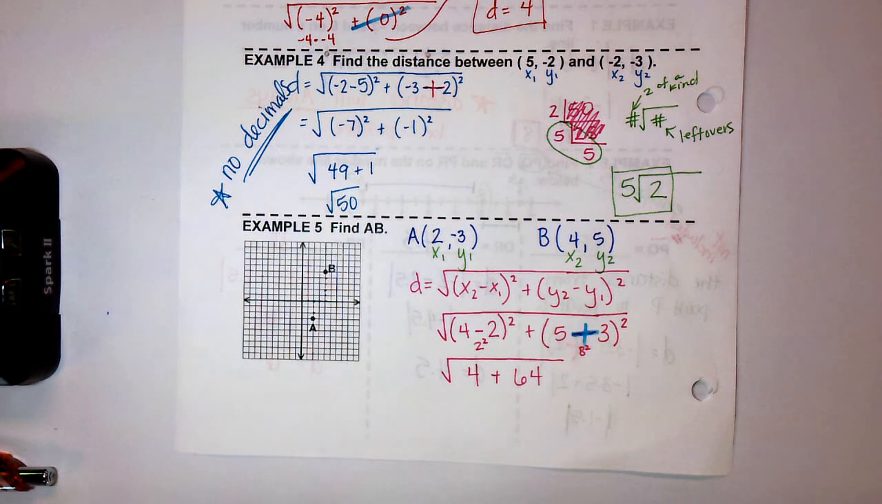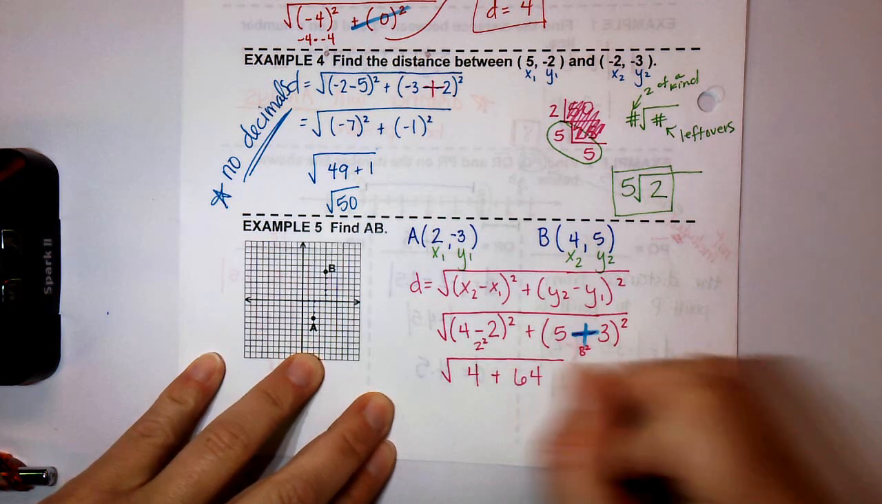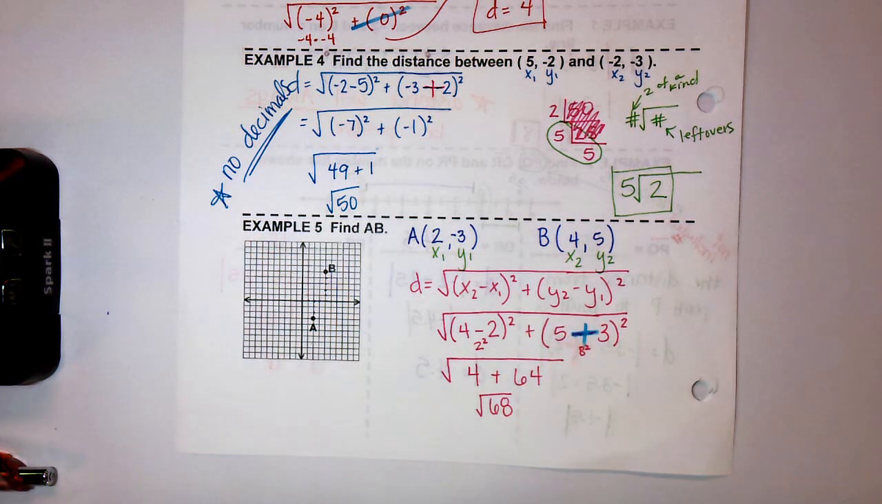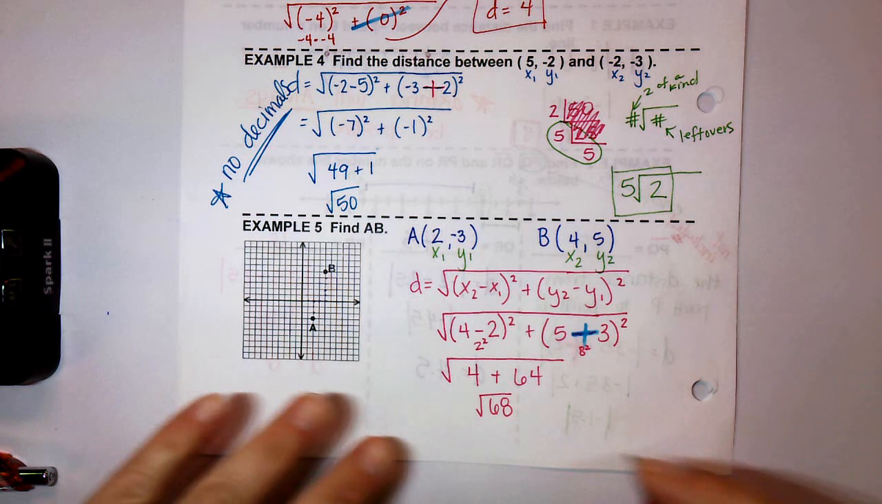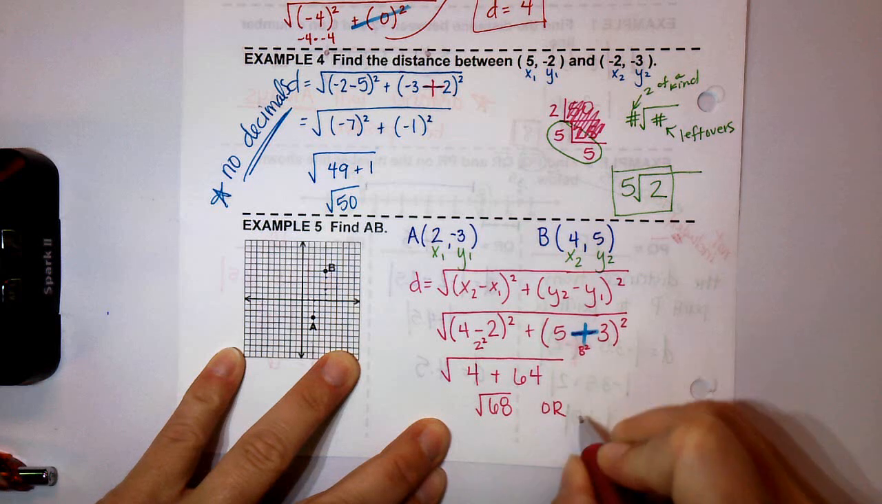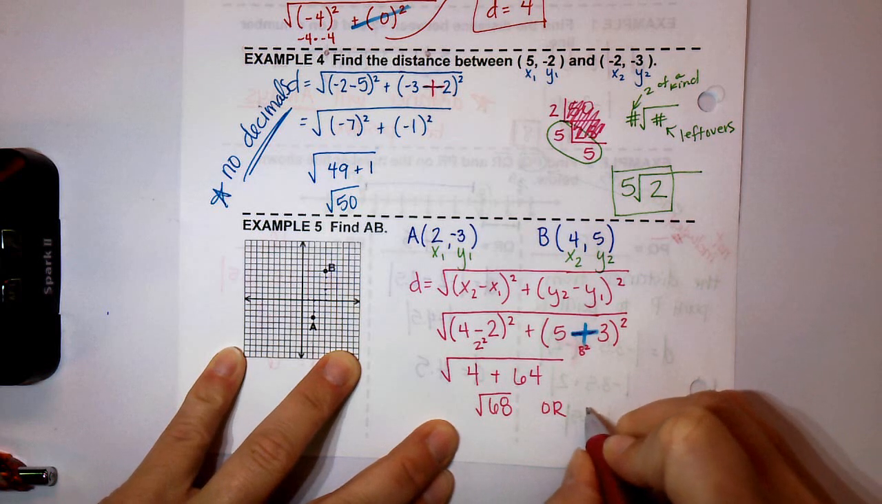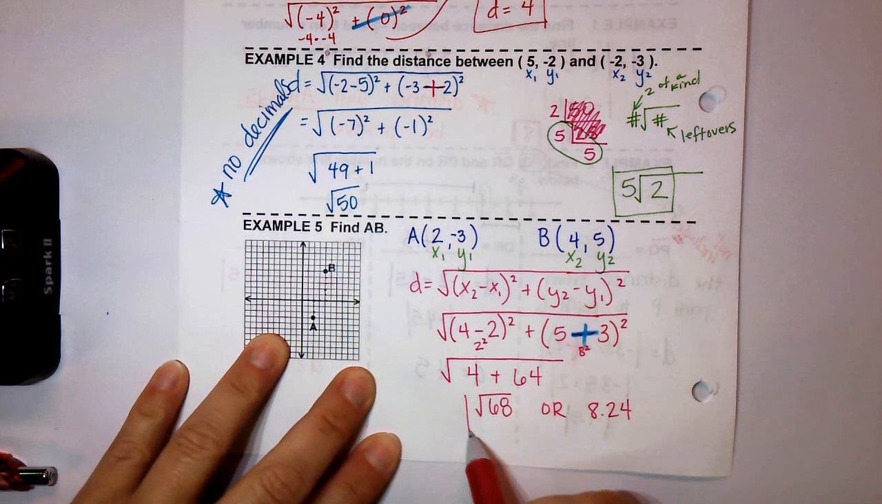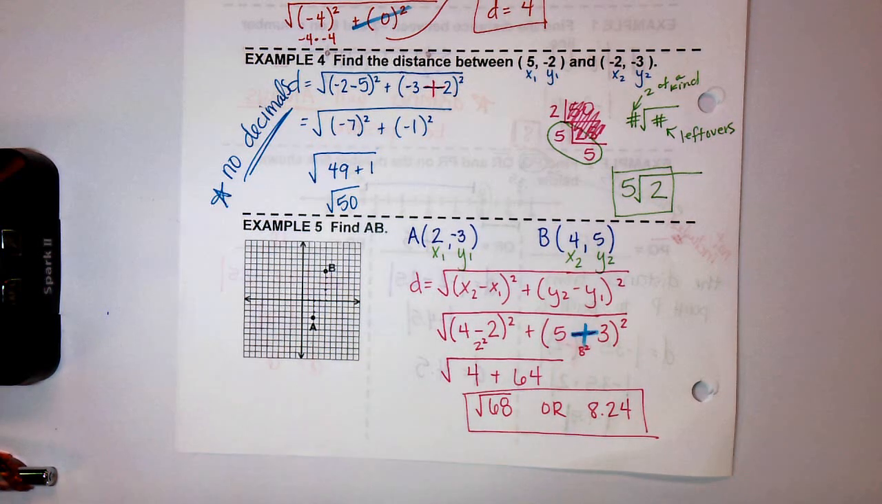What is 64 plus 4? Is that a perfect square? No, it's not. So either leave it that way for me or give me the decimal answer. 8.25? 8.24. Good. Either one of those will be sufficient, and you do not have to put both, just one. Square root of 68 is perfect, or 8.24. I'll take either one.